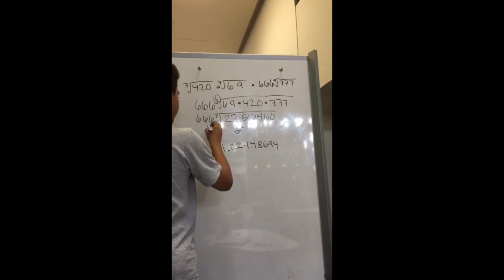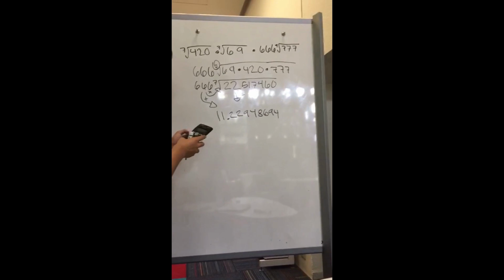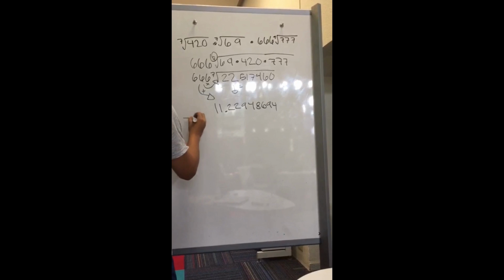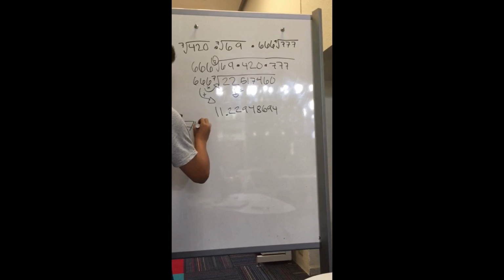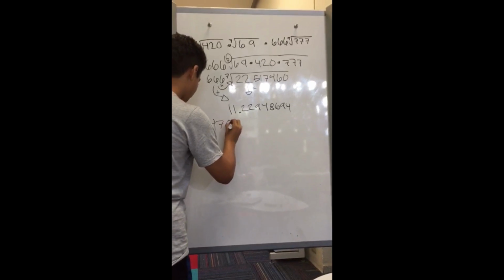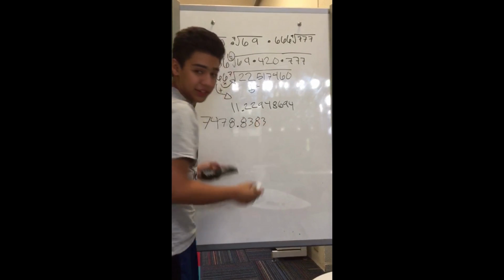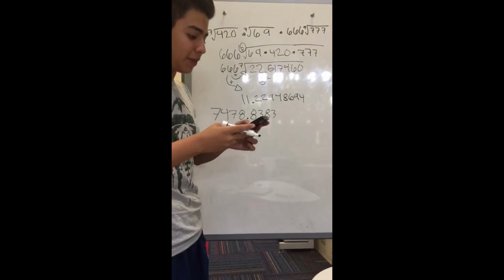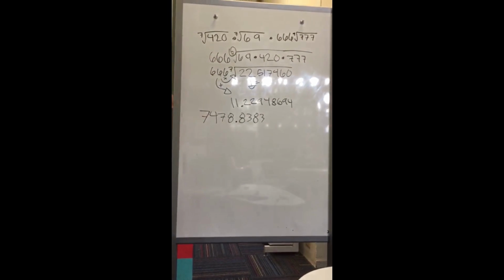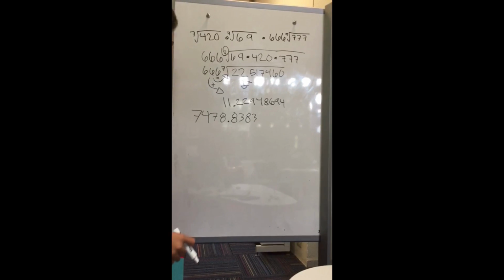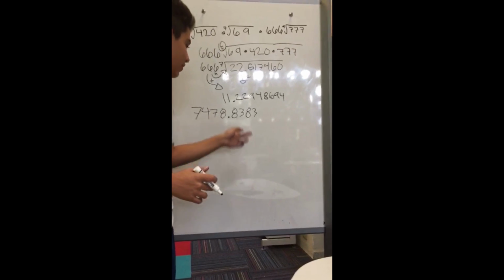So I'm gonna have to multiply this like this, and the final answer is going to be, it's going to be a smaller number than I thought it would be. So here it is. It's 7,478.8383 because I'm not mixing.